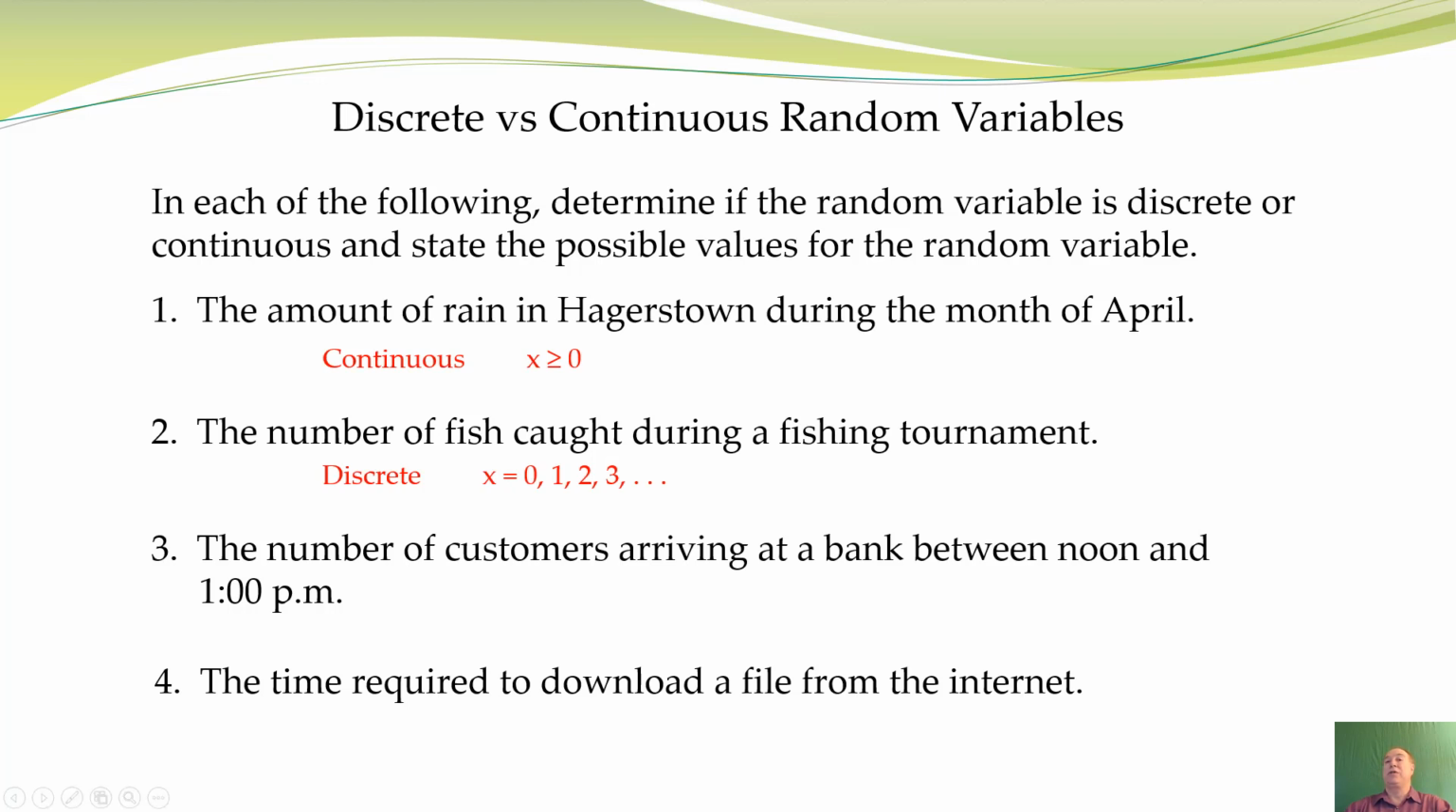The number of customers arriving at a bank between noon and 1 p.m. Now we're talking customers, so again, this will be a whole number value. So it's discrete, and X would be 0, 1, 2, 3, and so on. The time required to download a file from the internet. In this case, download time, we could measure it in seconds, minutes, so this is continuous, and this could be anything greater than or equal to 0. So X would take on values greater than or equal to 0. So this is the difference between discrete and continuous.